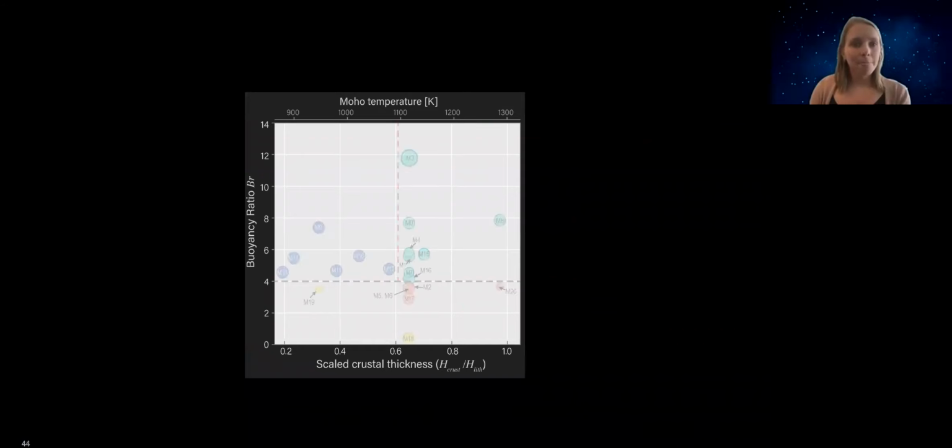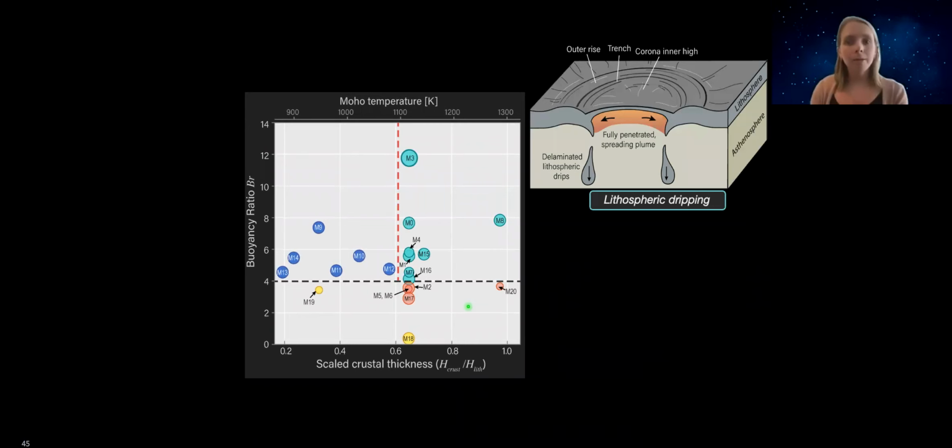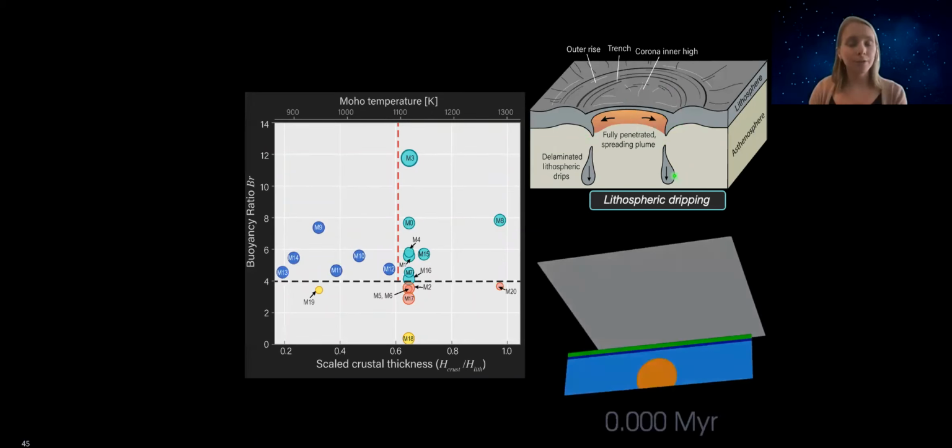So in this image, you see all of our numerical models plotted as circles, and all the colors mark different types of plume lithosphere interactions that we've identified. And they clearly plot in different parts of this graph. So on the top right corner, models display a buoyant mantle plume that fully penetrates the lithosphere, with the lithospheric dripping happening at the margin. And this is similar to the first model that I've shown you.